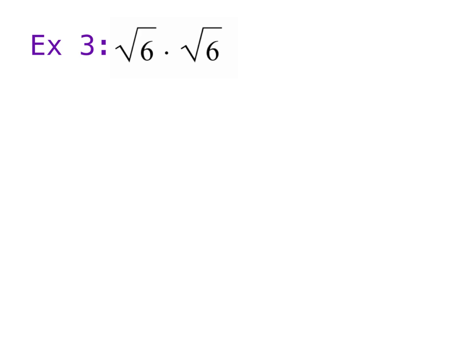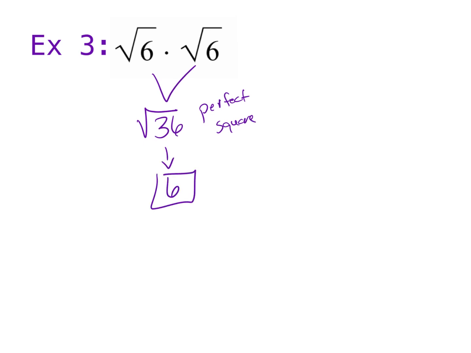Square root of 6 times square root of 6. What's 6 times 6 give me? 36. So this will be a square root of 36. What is the square root of 36? 6. It's a perfect square, right? If you want to make note of that, perfect square. And it just equals 6. And that's my answer.